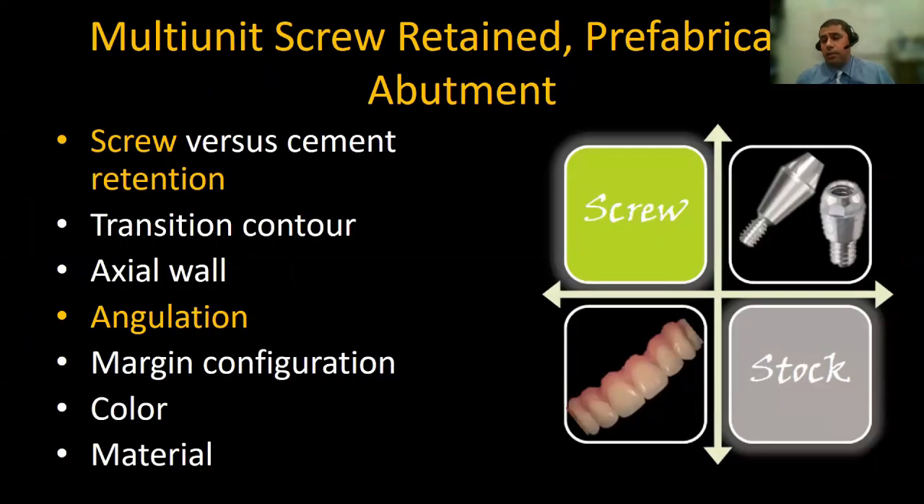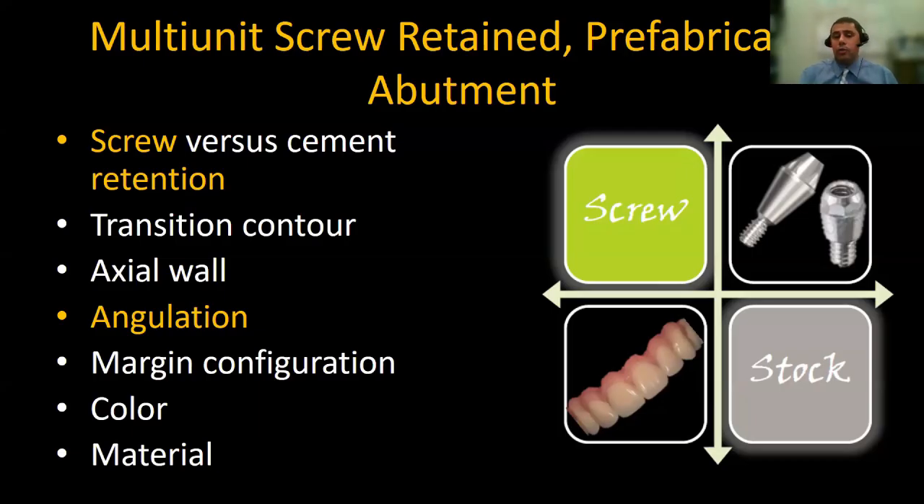Now, for multi-unit restorations, we can use prefabricated abutment that are slightly different, that allows for screw retention, things like multi-unit abutment, which, by the way, nowadays also can be customized. If for any reason, there's implant angulation, there is spacing issue, these can now be customized through CAD/CAM technology. However, the features of the abutment stay the same. These are mainly designed for screw retained restoration.